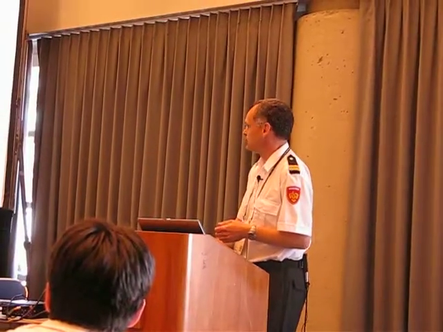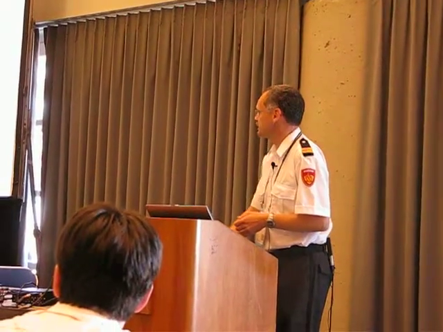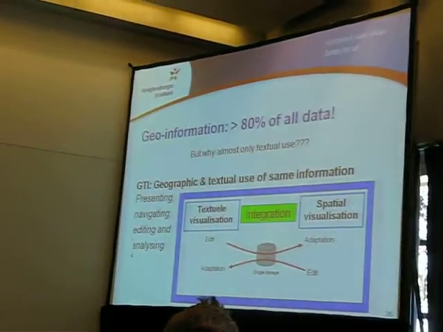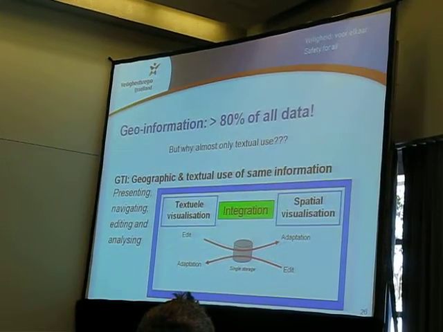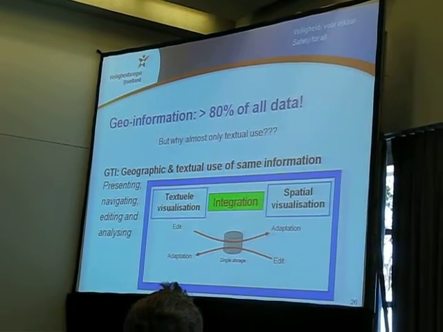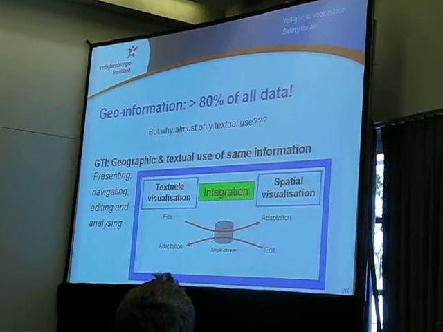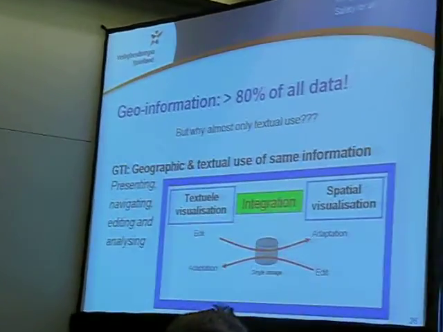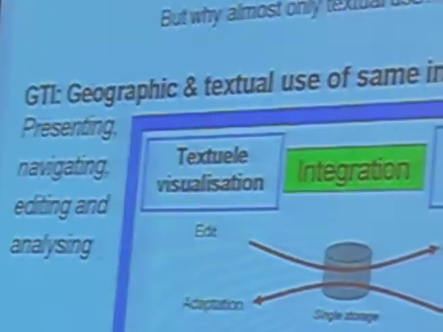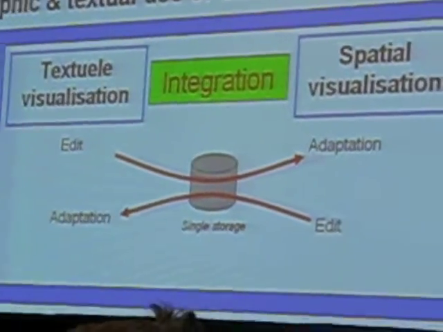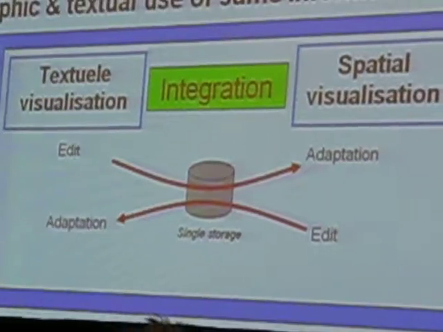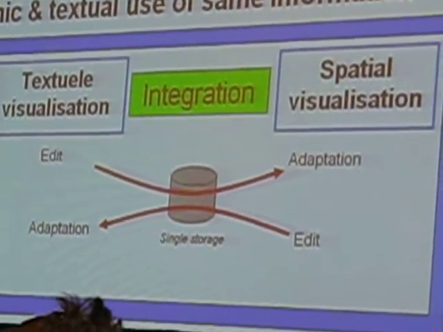We worked out a concept of geotext integration that may solve that. We have a single storage, and we have a textual visualization and a spatial visualization. So when you change the text, the map is changed, and when you change the map, the text is changed. And also you can navigate the map by text.